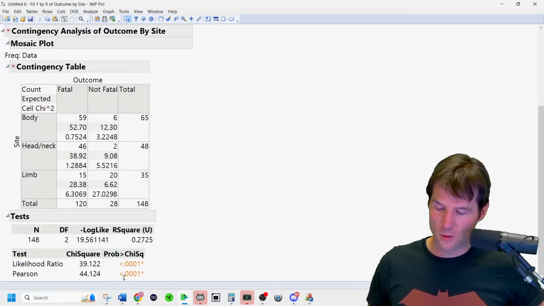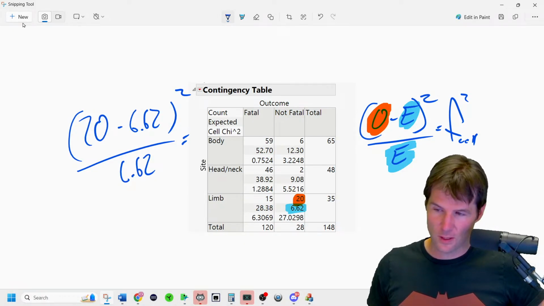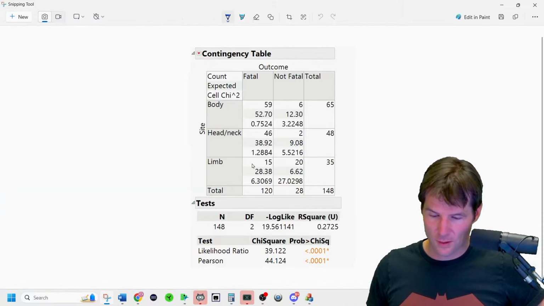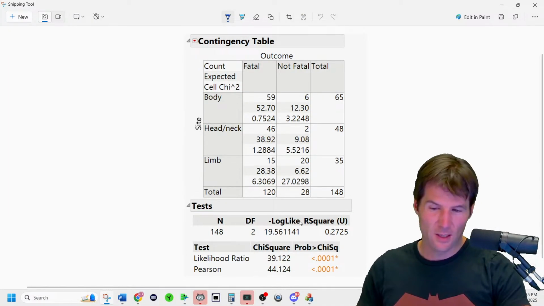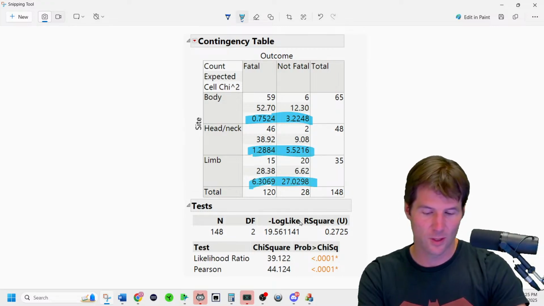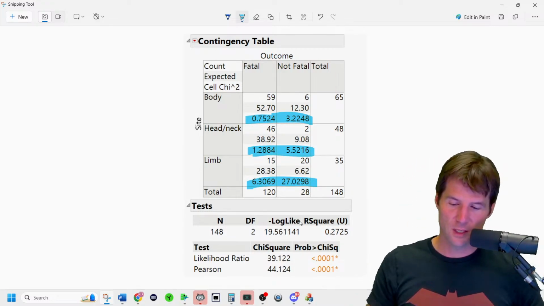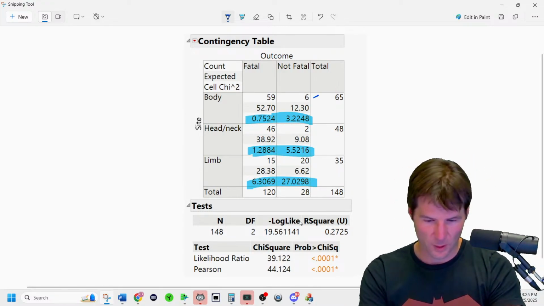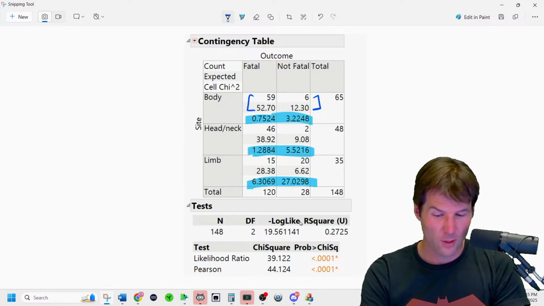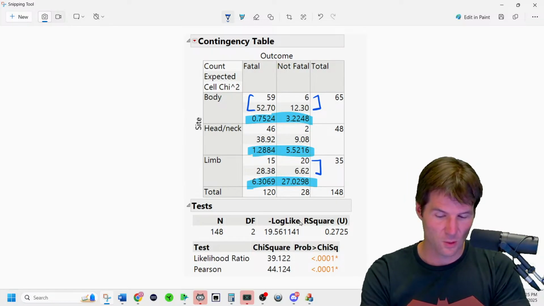And what you do then is you take all the cell chi-squareds and sum them up to get the Pearson chi-squared test statistic. So this value down here at the bottom of the screen, the 44, is the sum of all these values. The cell chi-squareds are a standardized metric of how far the observed and the expected are away. If you notice, this one's really small because 59 and 53 are kind of close, where this one's really big because 20 and 6.62 are further away.